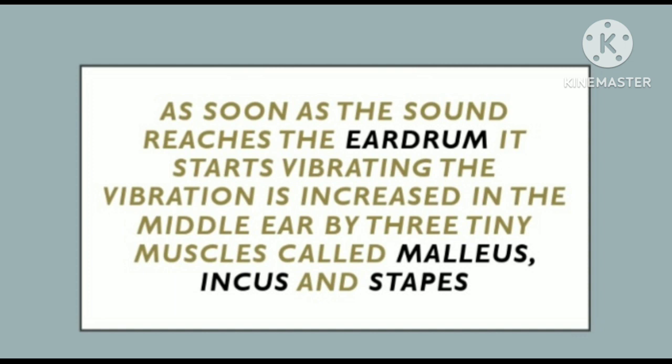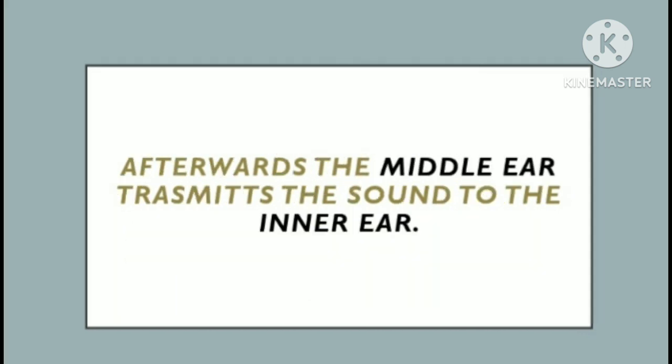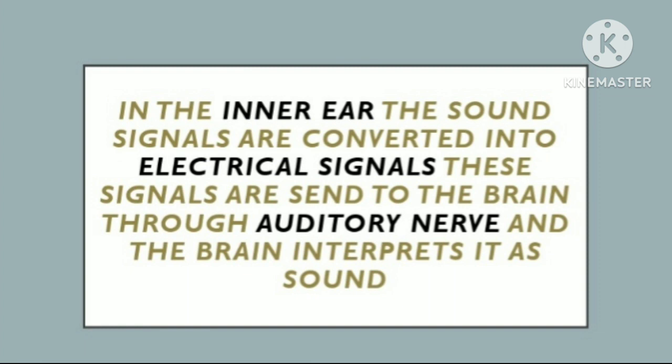As soon as the sound reaches the eardrum, it starts vibrating. The vibration is then increased by three tiny bones called malleus, incus, and stapes. Afterwards, the middle ear transmits the sound to the inner ear. In the inner ear, the sound signals are converted into electrical signals. These signals are sent to the brain through the auditory nerve and the brain interprets it as a sound.